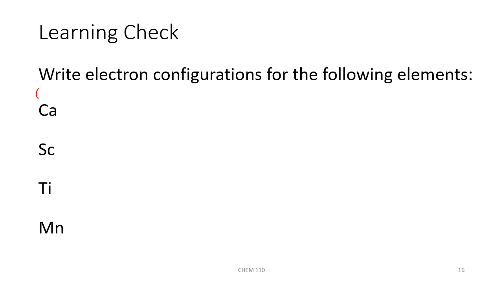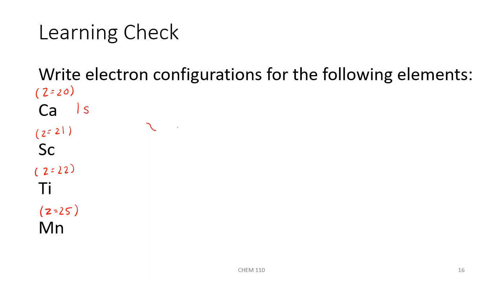So for calcium, the atomic number is 20, so we'll have 20 electrons. For scandium, we have Z of 21. Titanium, our atomic number Z is equal to 22. And then we have manganese, Z will be equal to 25. So that atomic number tells us exactly how many superscripts we should have or how many electrons will be occupying our orbitals. So for calcium, we're writing out the full ground state electron configuration.